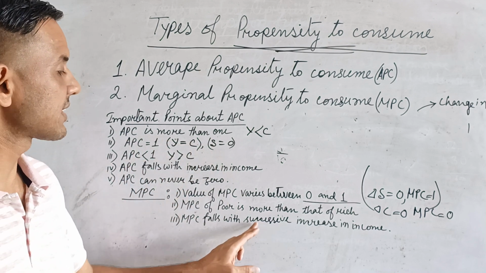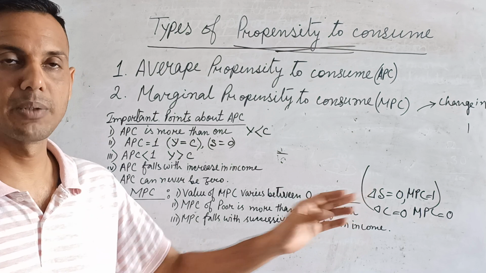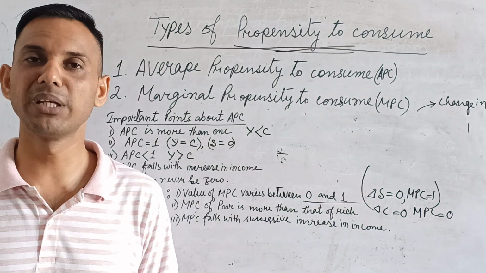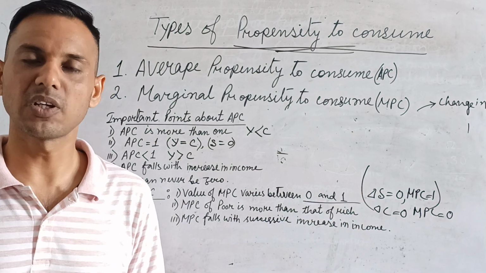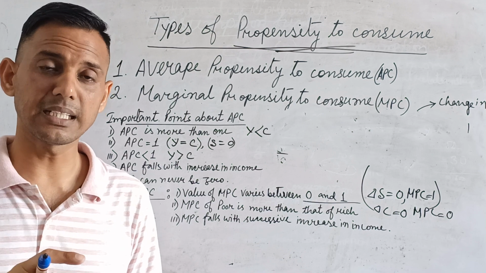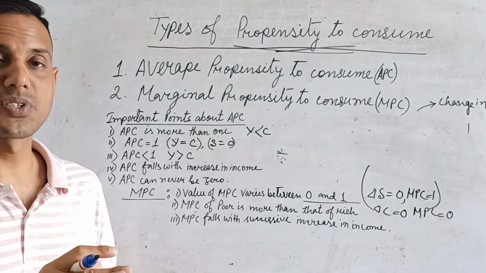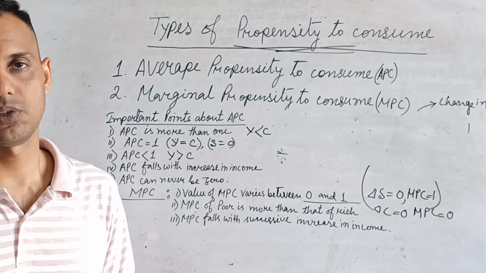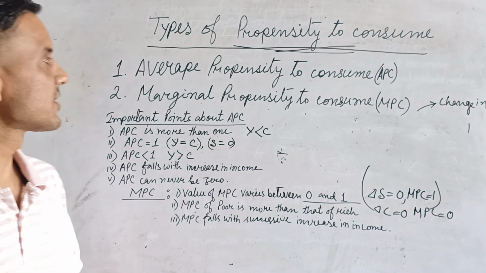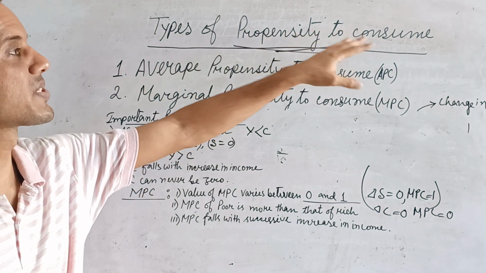MPC falls with successive increase in income. It means when income increases, consumption also increases, it's fine, but the marginal propensity to consume starts to fall. Okay, so this is all about the types of propensity to consume.